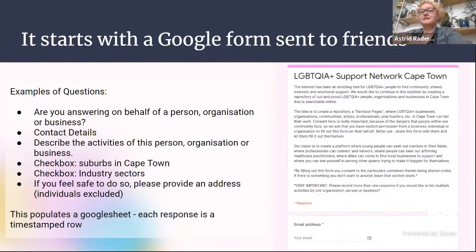And for those businesses and organizations that felt safe to do so, they could provide an address, which we've created a map with. So we excluded individuals from this because we don't want our app to be used to target people in their own homes. And sometimes, you know, people would include their address. So we wanted to account for that. So this survey goes and populates a Google Sheet. So each response to the survey becomes a row in a Google Sheet, which is then very easy to work with in R.